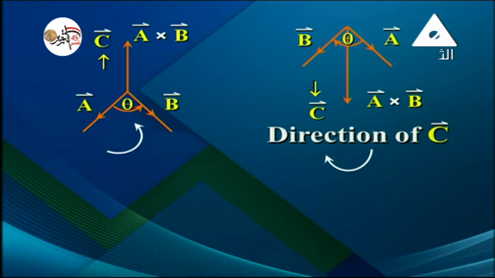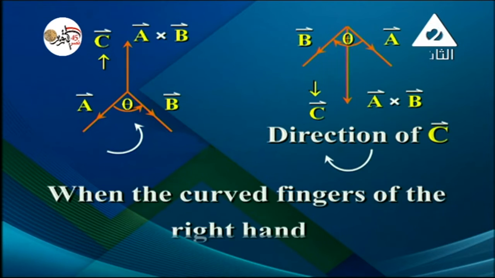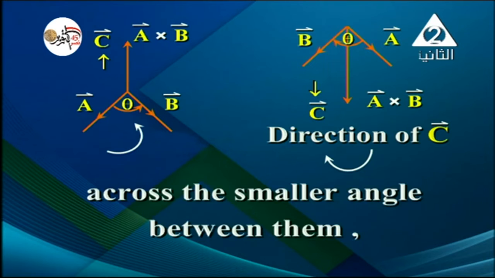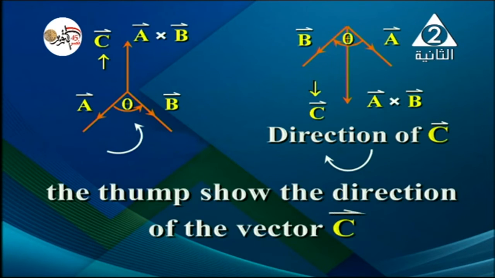Look, we have two directions. Look at the first: when the curved fingers of the right hand show the direction of rotation from A to B across the smaller angle between them, the thumb shows the direction of the vector C.